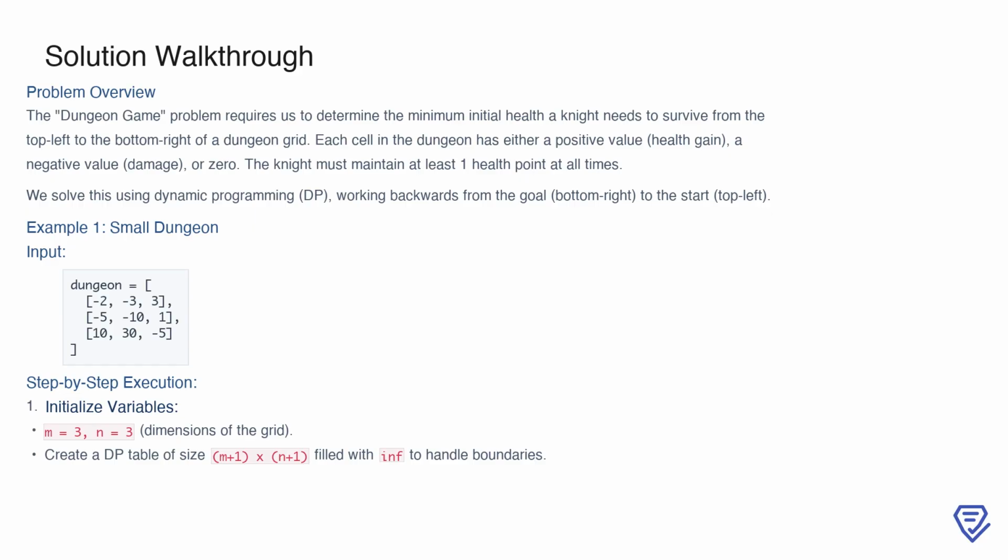To solve this, we use a dynamic programming approach, calculating the required health backwards from the destination to the starting point. For instance, in the given example dungeon, we begin by initializing the grid dimensions m and n as 3, representing 3 rows and columns. We also create a dynamic programming table filled with infinity to handle boundary conditions, ensuring that calculations for cells outside the valid grid are consistent. This setup forms the foundation for our solution.